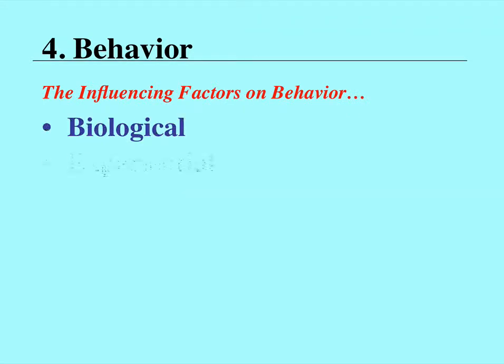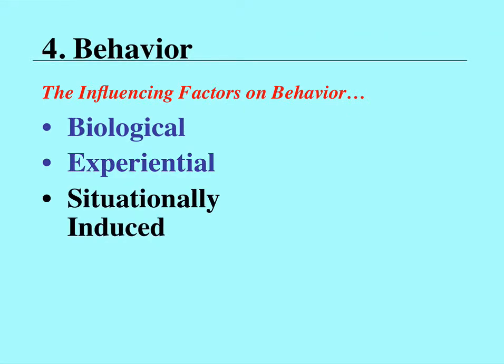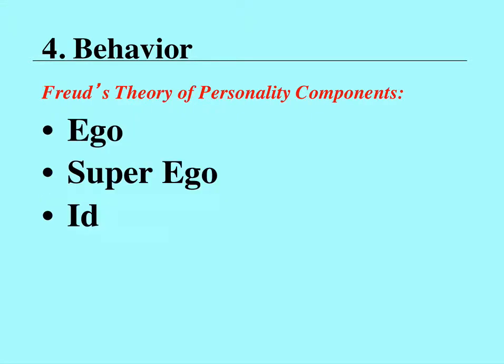There are influencing factors on behavior. Those influencing factors could be biological, experiential, and situationally induced. Each of those will be explored in detail. And then, of course, there are components of personality that take us back to the studies of Freud when we talked about ego and superego and the id, and what the person's personality is in each of these areas, or in one that seems to take a predominant role.